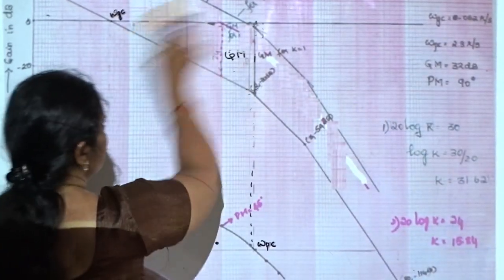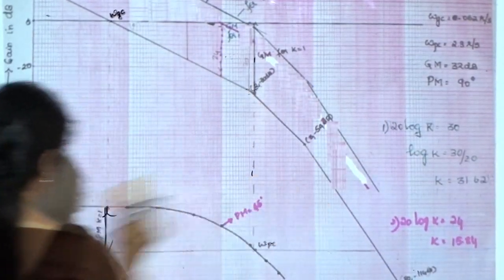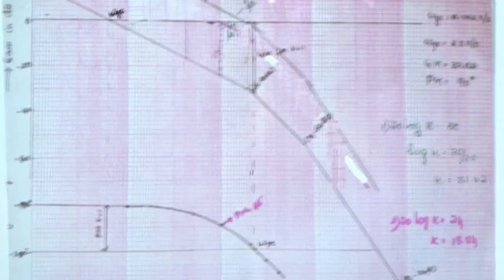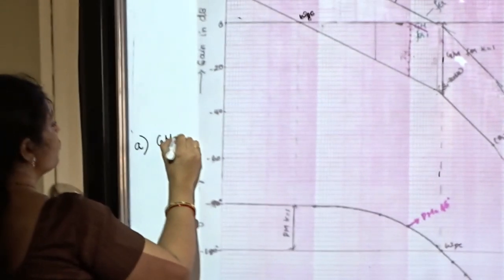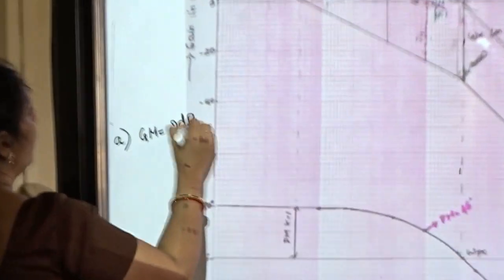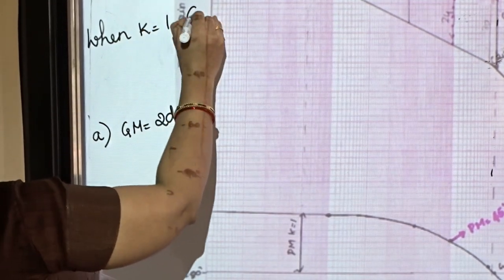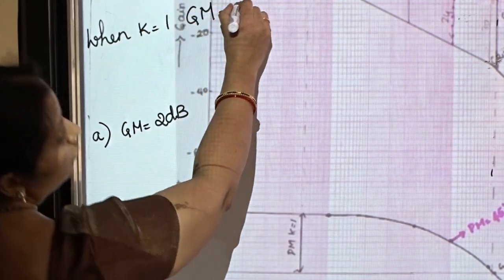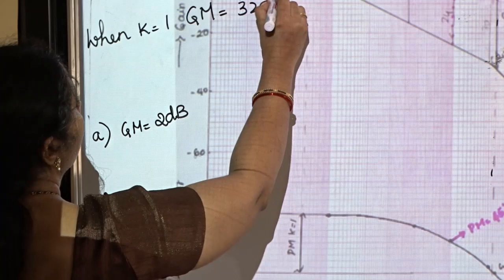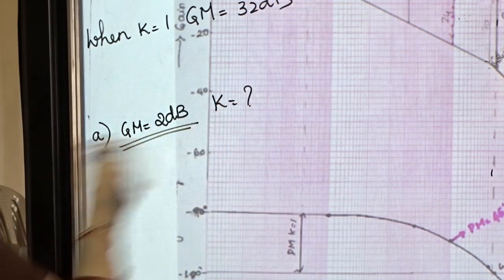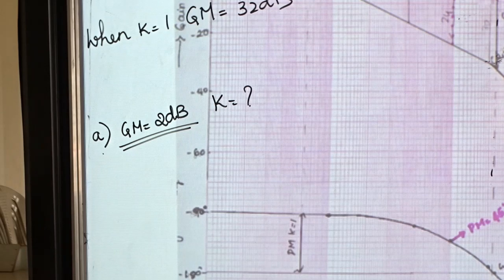This was the first case, when k equals 1. What have they asked? First, we have to find the gain for which the gain margin is 2 dB. When k was equal to 1, the gain margin was 32 dB. Now we have to find a new value of gain for the gain margin to be 2 dB. So what should we do now?